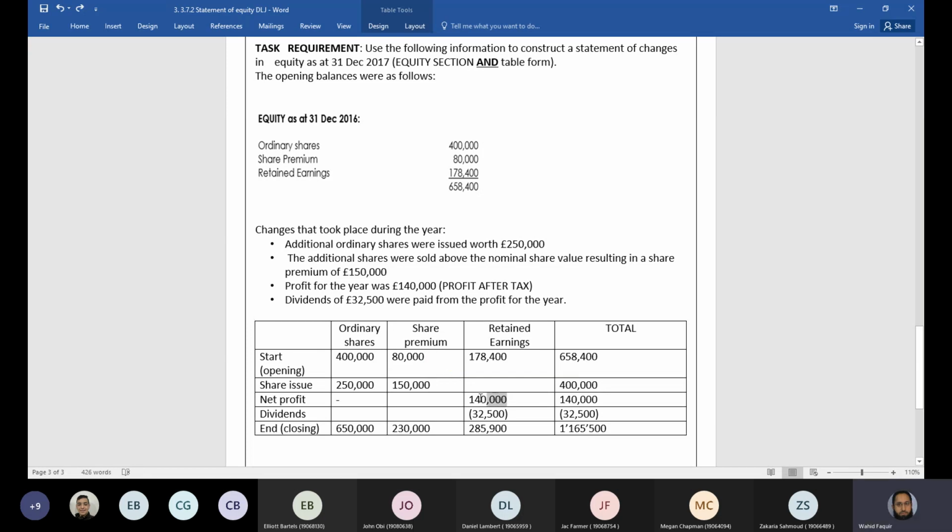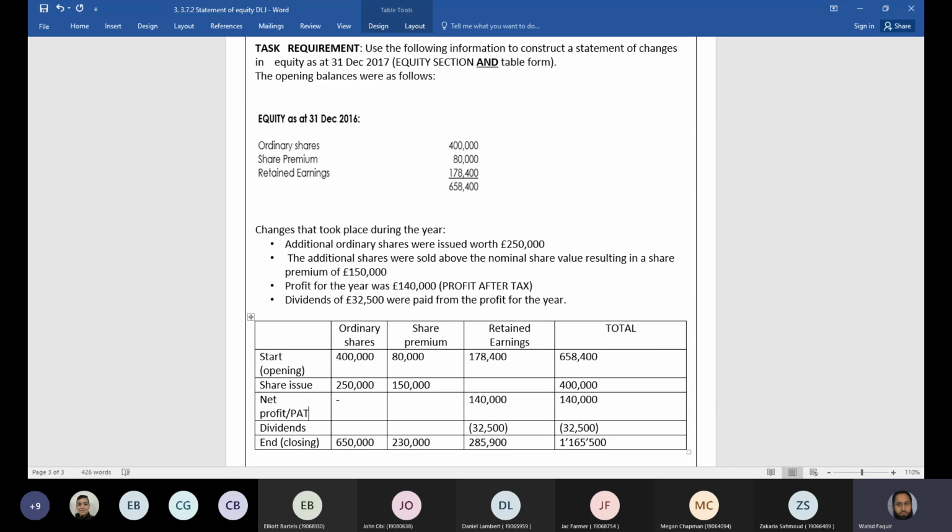We record the net profit, 140,000, and remember that net profit in your minds, if the table is already written out for you and it just says net profit or profit after operations, in the SOCIE table actually you're looking for profit after tax. Okay, despite the description there, remember, select the figure profit after tax, which may be given to you or you may have to calculate it. Okay, but take the tax off.